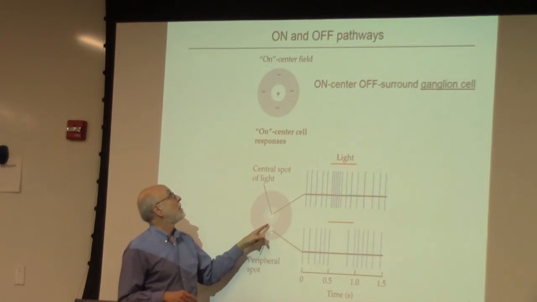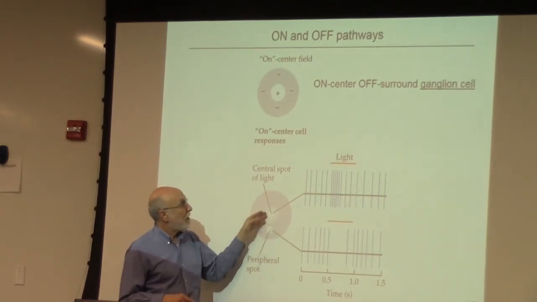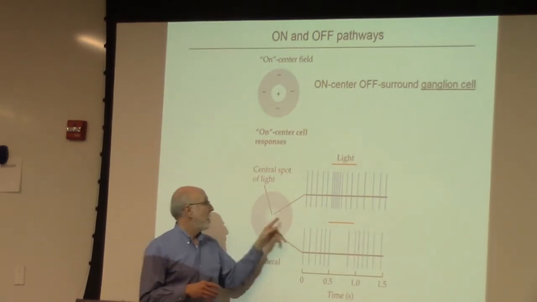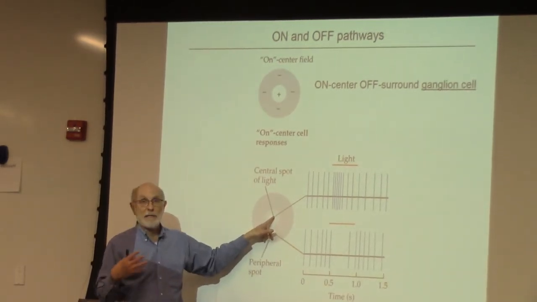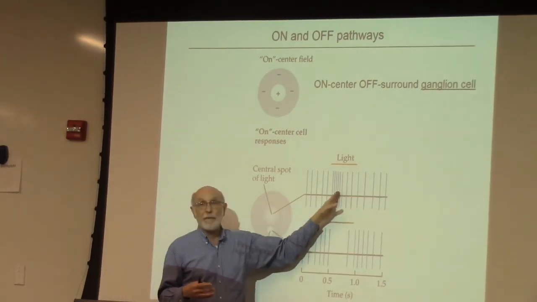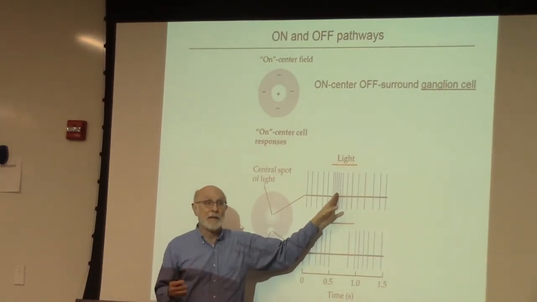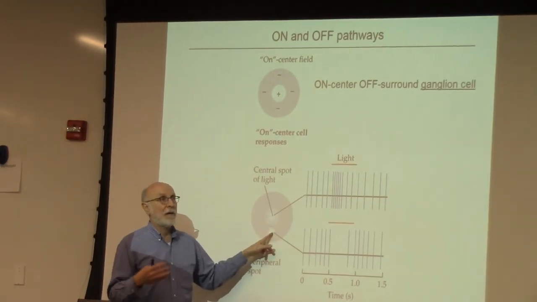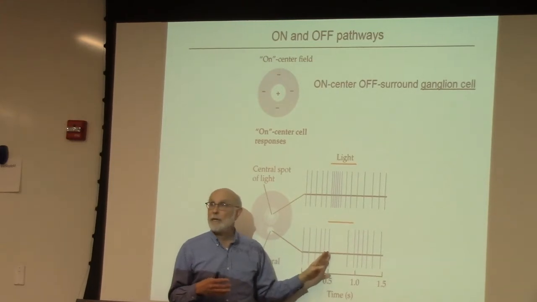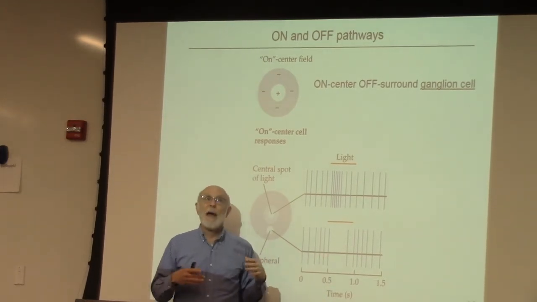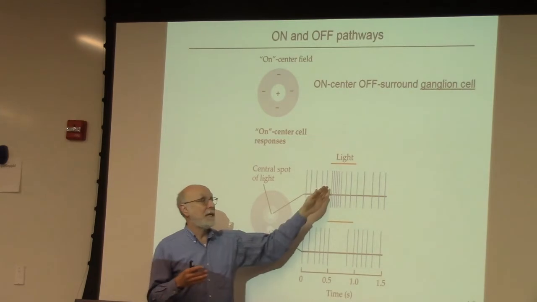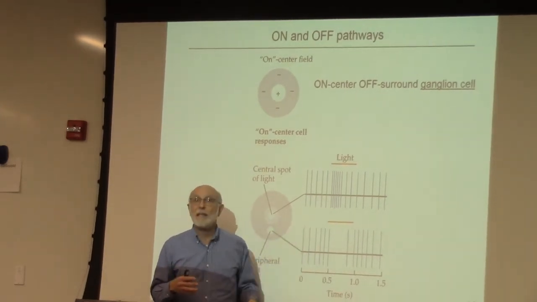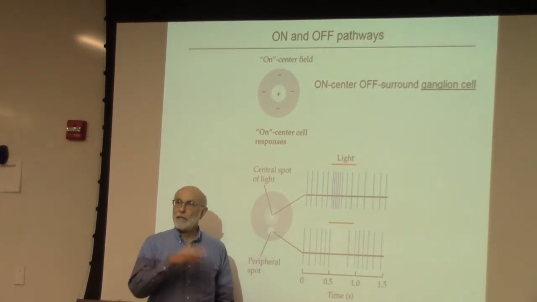Some retinal ganglion cells are actually inhibited by a spot of light. So if a spot of light is hitting an on-center ganglion cell, it is activated. Its action potential frequency is activated by that spot of light. And if a spot of light is hitting an off-center ganglion cell, its action potential frequency is decreased. But remember, electrical information can be carried both by an increase in action potential frequency and by a decrease in action potential frequency. Both of these ganglion cells are carrying information from the retina to the brain.